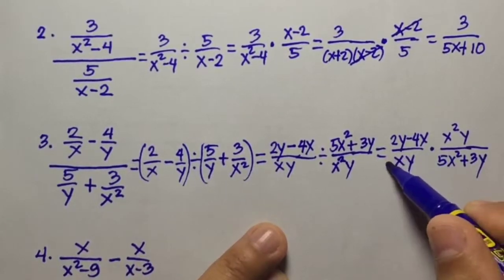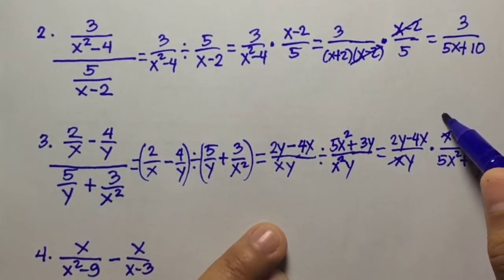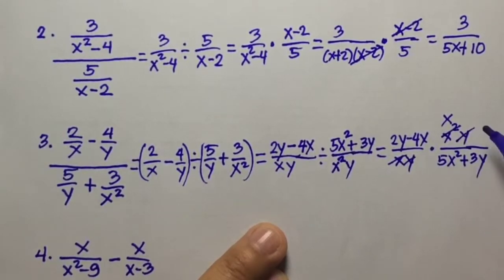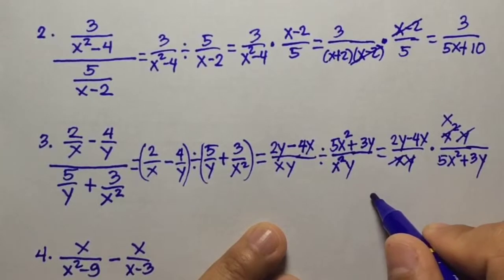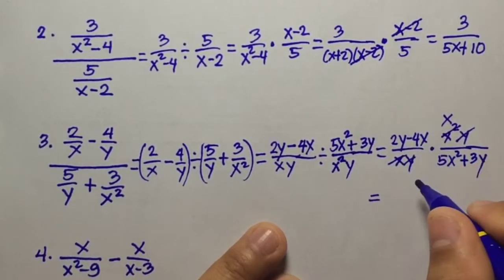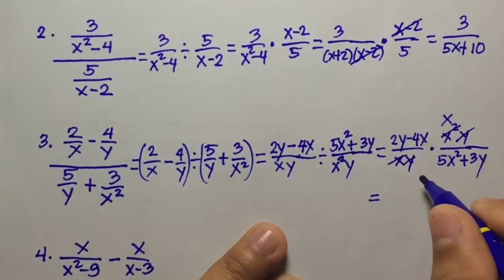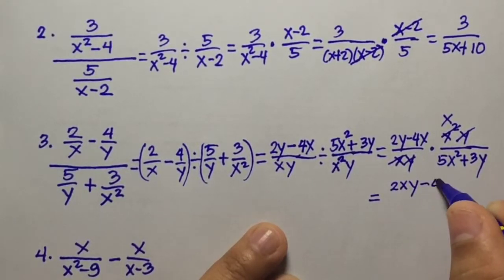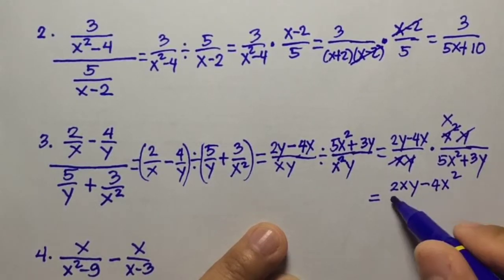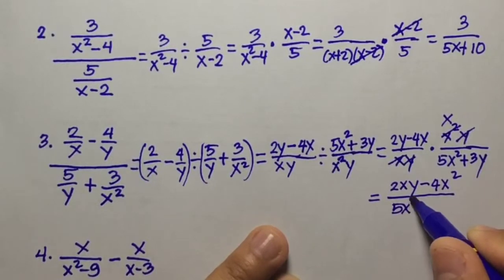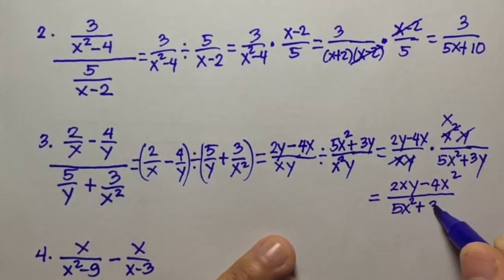Then we have here x and x squared, so this will become x here, then y and y cancel out. So our answer here will be x times (2y minus 4x), that will be 2xy minus 4x squared, all over the denominator 5x squared plus 3y.